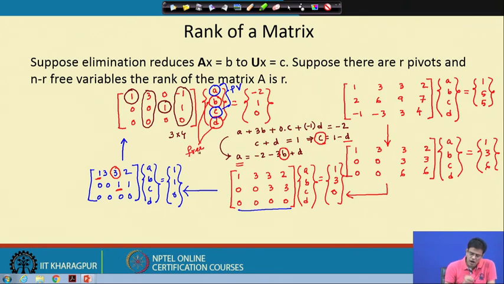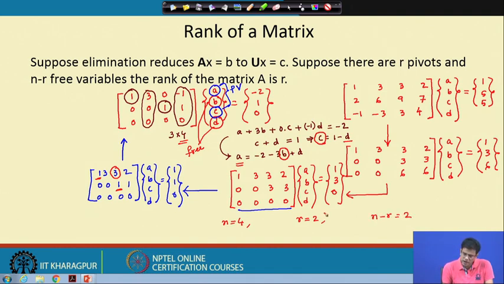So you see in this matrix the number of variables is 4. Let us summarize. So n is actually 4 here. There are pivot variables, r is actually 2, and then free variables n minus r is actually 2.